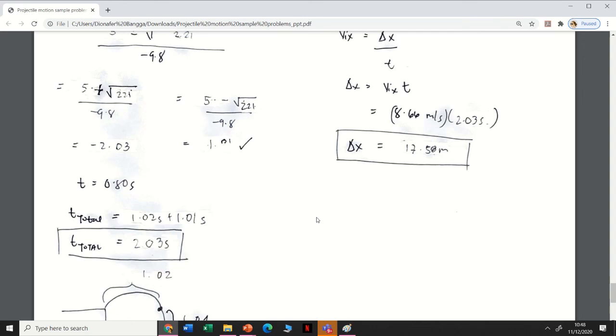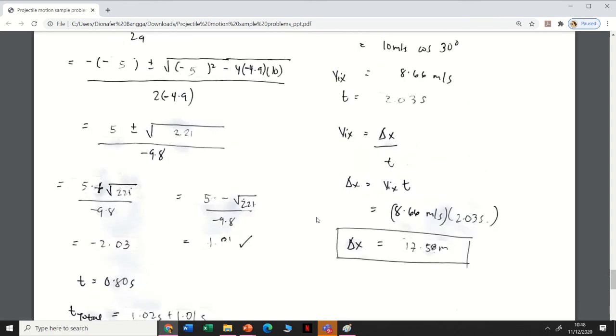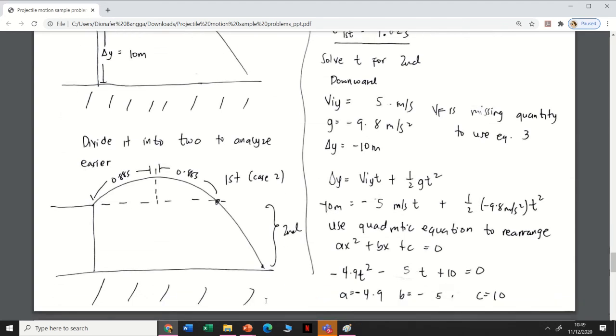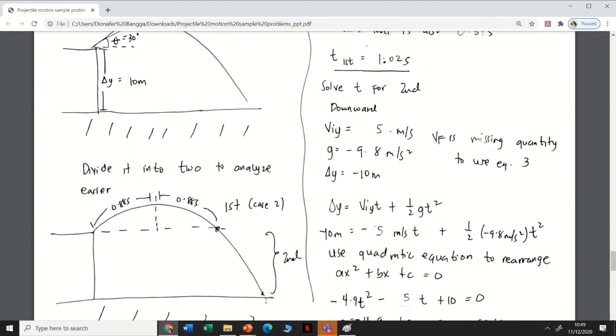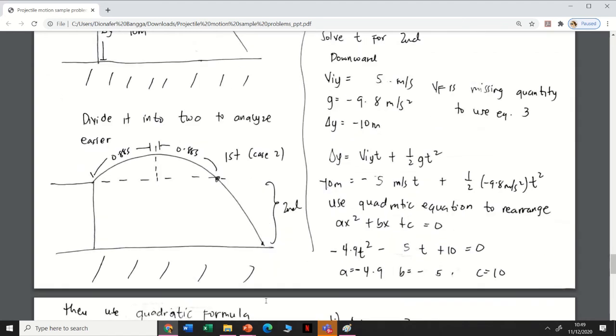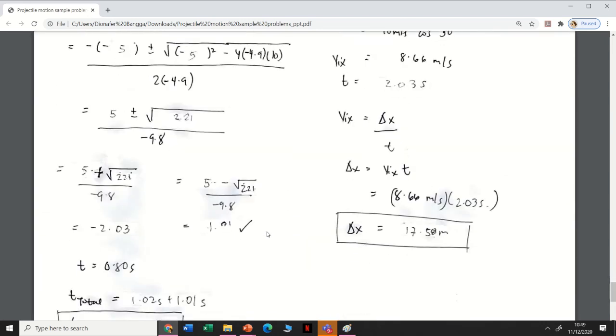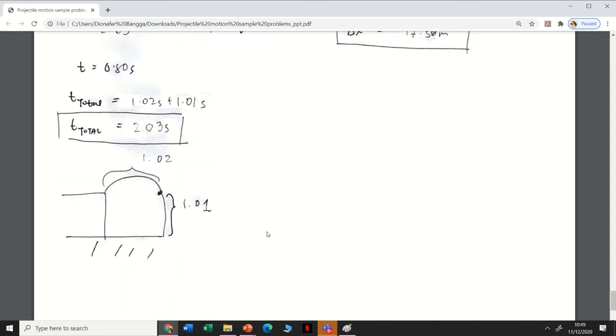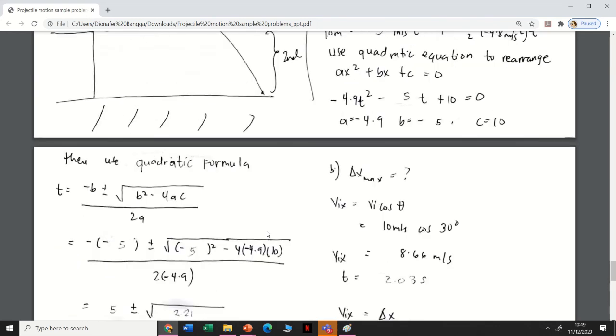So how will you get now the overall time that this object took to travel from the starting point until it reaches the ground? The first part of our trajectory, which is the parabola, gave us 0.88 times 2, or 1.02, for the first part of its trajectory. Now, on the second part of its trajectory, we were able to get 1.01. So adding the two of them together to get the total time would give us 2.03 seconds. Okay, so that's for letter A.